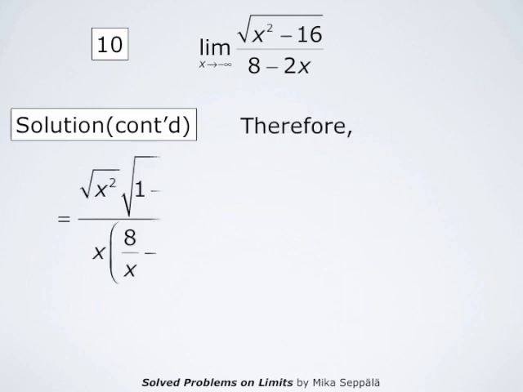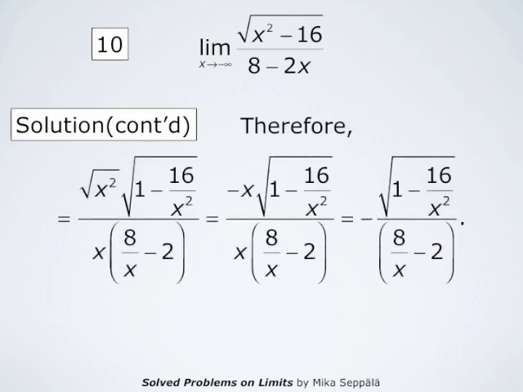So we conclude that the original expression, which is now the square root of x squared times the square root of 1 minus 16 divided by x squared, and that product divided by x times 8 divided by x minus 2, becomes just minus x times the square root of 1 minus 16 divided by x squared, and that divided by x times 8 divided by x minus 2. X cancels out. We get minus the square root of 1 minus 16 divided by x squared, and that divided by 8 divided by x minus 2.